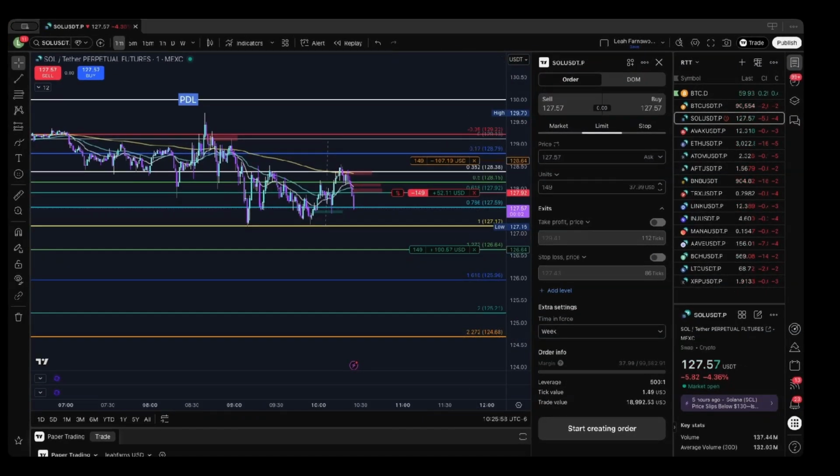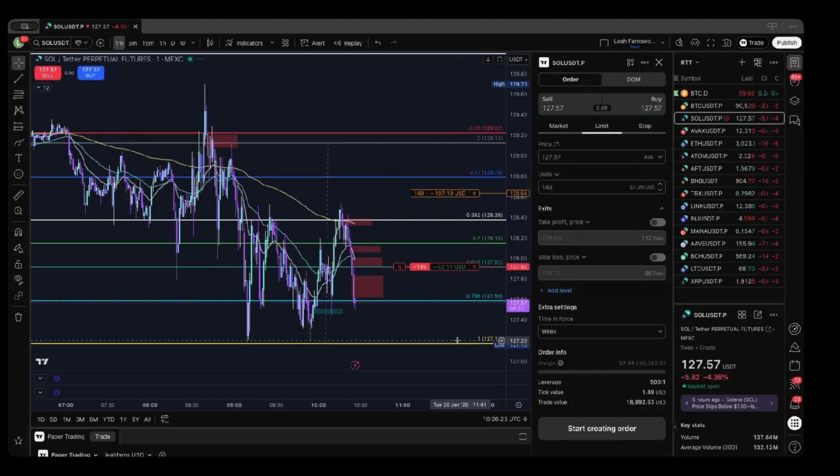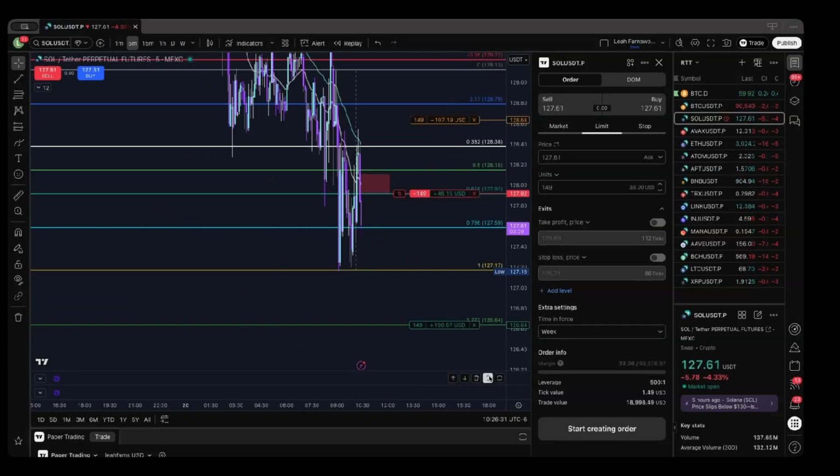Oh, break the trend, Bitcoin. Break it. Check out Bitcoin. Woo! Can we do it? Can we break this trend? Triple bottom? Would you guys be surprised if it hit my 1.272? Or not really? Not really.